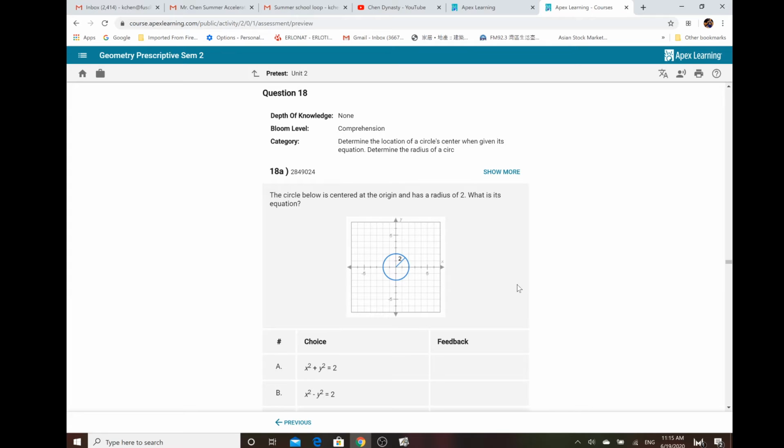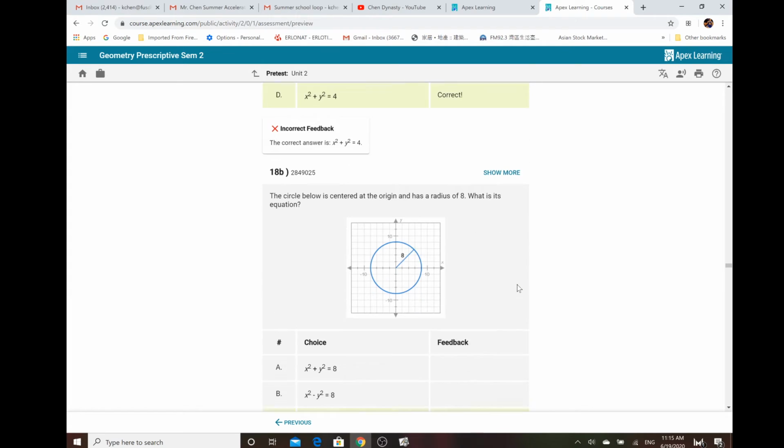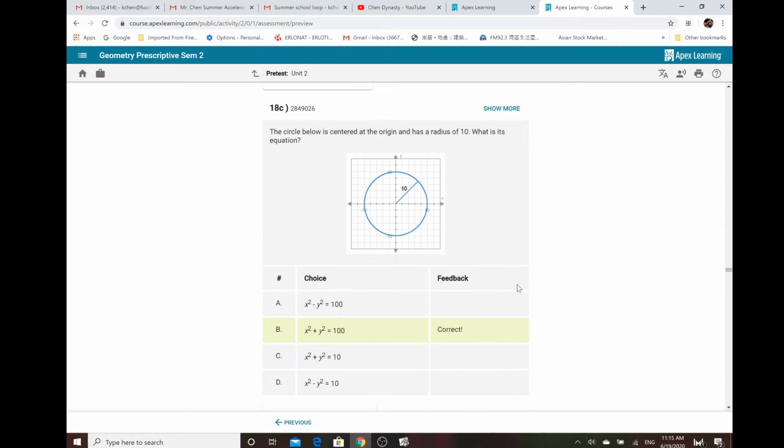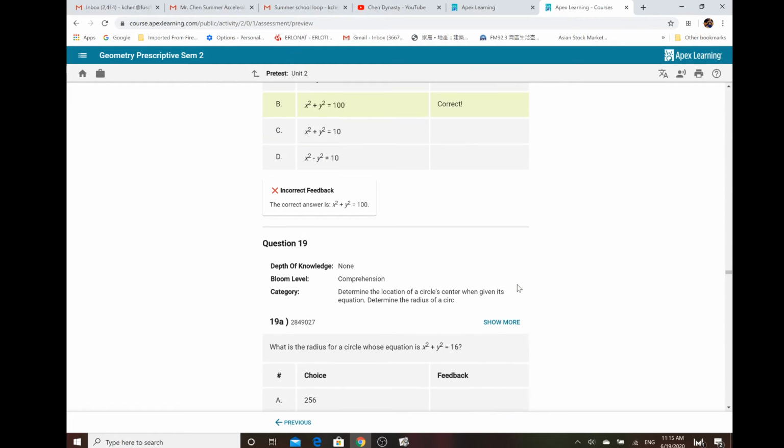Okay, so the rest of this is quite similar. So we can skip that. So that one is about finding the equation of a circle.